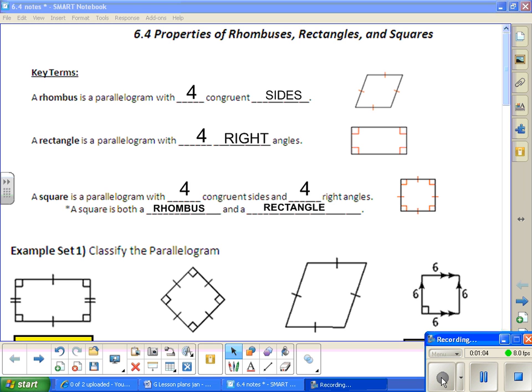And the last one is a square, and a square is a parallelogram with 4 congruent sides and 4 right angles. So a square is both a rhombus and a rectangle. So when classifying, you need to make sure that you understand the difference between the three.